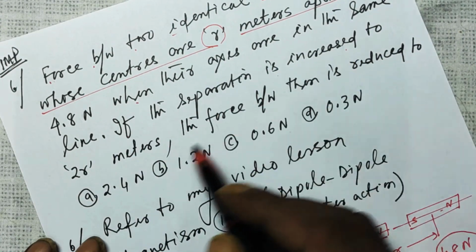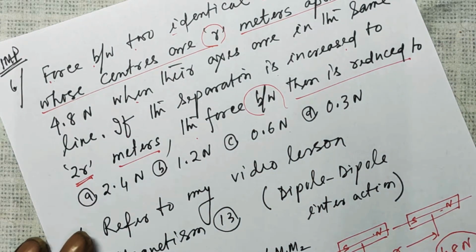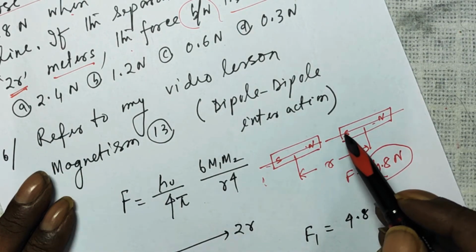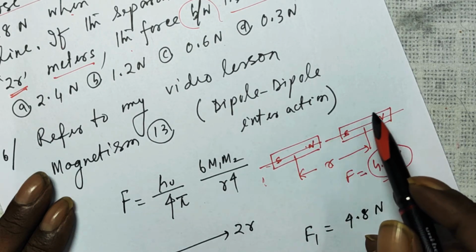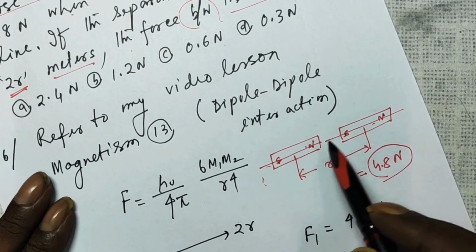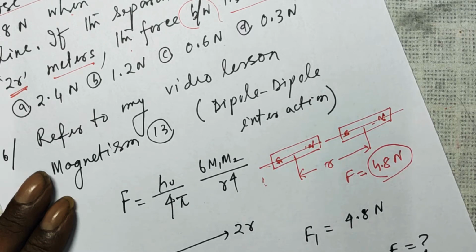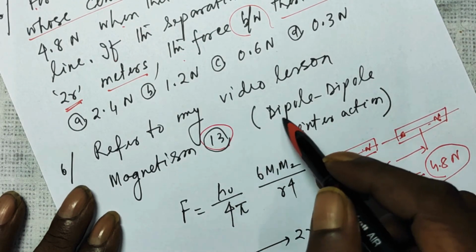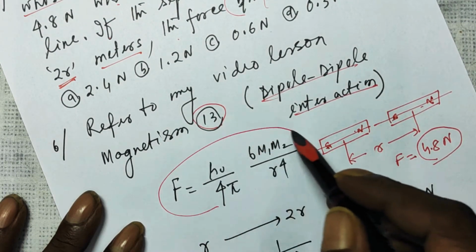If the separation is increased to 2r meters, the force between them is reduced to how much? Look, this will apply a force on this, this will apply a force on this, and so on. There are a total of 4 different forces. And if you look at my video in lesson magnetism 13 called dipole-dipole interaction, I had derived this force in a different way.